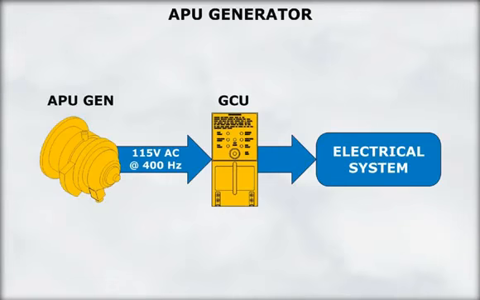The APU generator is similar to the engine-driven generator, except that there is no CSD mechanism. The APU turbine speed is controlled to maintain a constant APU generator output. The APU also produces three-phase 115 volts AC electrical power at frequency of 400 Hz. The power output is also monitored by a GCU.